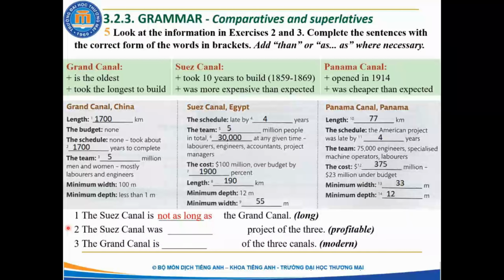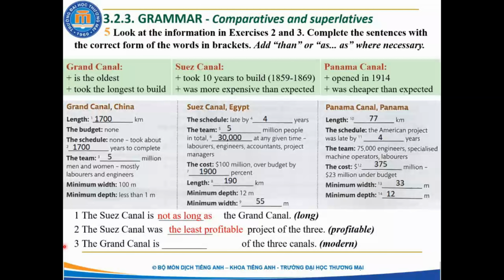Now let's check the answer together. Chúng ta sẽ cùng xem đáp án ạ. Như vậy câu số 2 thì mình sẽ sử dụng so sánh hơn, hay là so sánh nhất, hay là so sánh ngang bằng ạ. Ở đây mình sẽ so sánh cái kênh đào Suez này trong cả 3 kênh đào với nhau, đúng không ạ? Như vậy mình sử dụng so sánh nhất. So the Suez Canal was the least profitable project of the three. Ở đây mình có thông tin là Suez Canal was more expensive than expected. Alright.